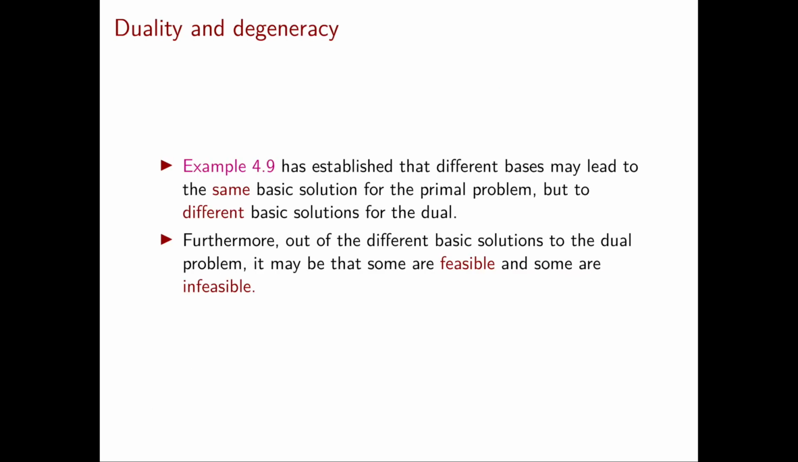So in this example, we have seen that three different bases may lead to the same basic solution for the primal, but to different basic solutions for the dual. We've also seen that out of all the different basic solutions in the dual that we obtained from this basis, some were feasible and some were infeasible.